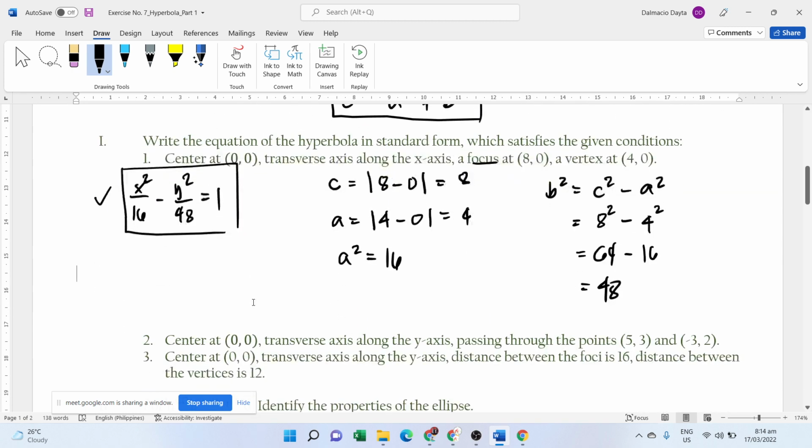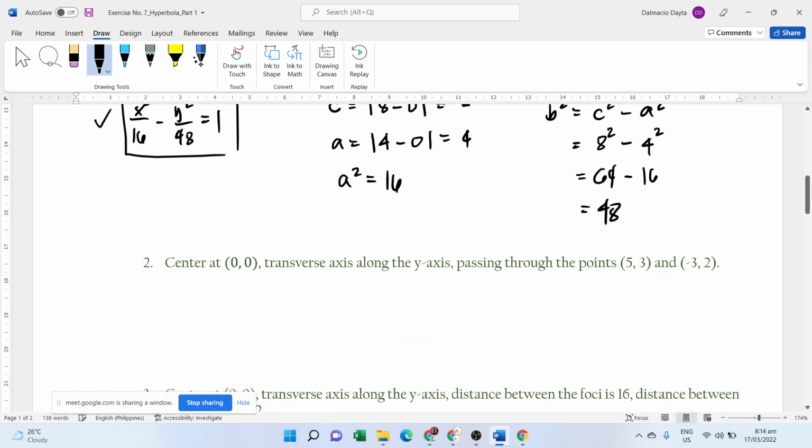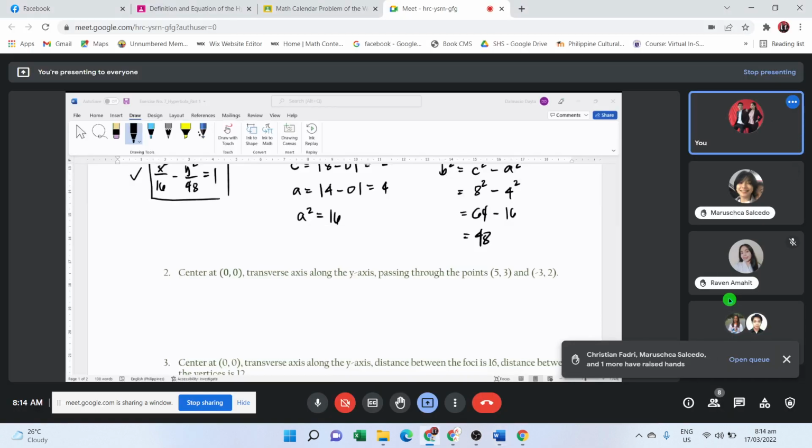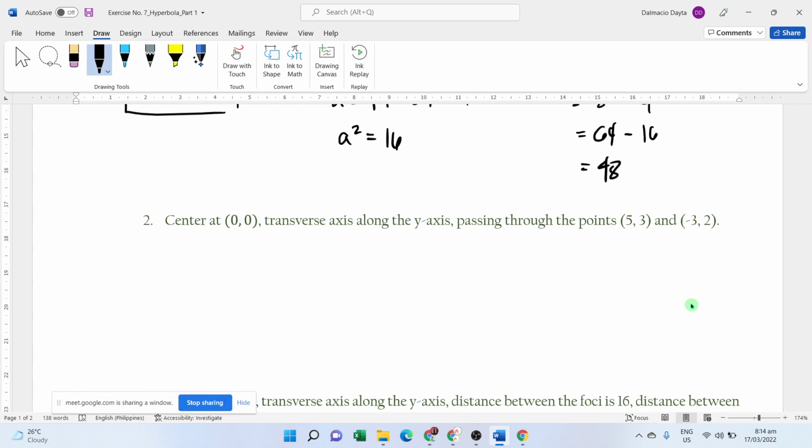Do you have any questions, class? Any questions, po? None. Okay. Next, number 2. Anyone, do you have an answer to number 2? Yes, Padre. Dictate to me your answer. y squared over 19 over 16 minus x squared over 19 over 5 equals 1.